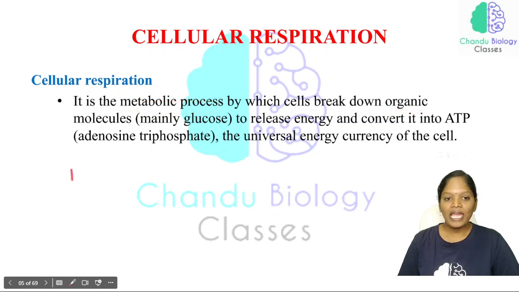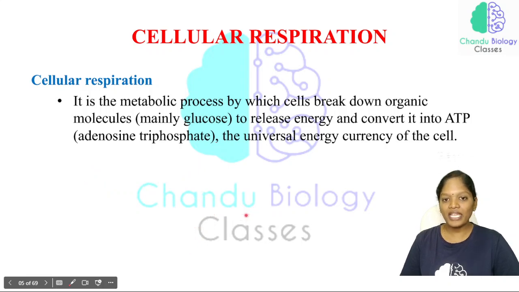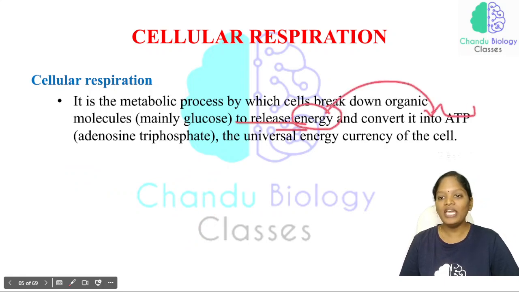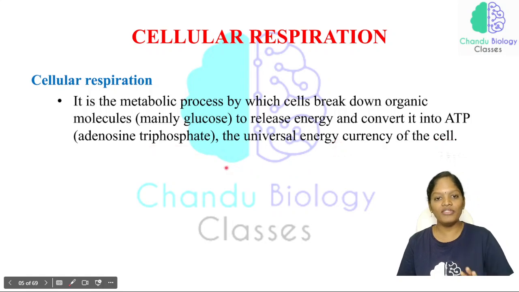See here, some processes are involved in breaking complex molecules into simpler molecules. Whenever they break, they release energy, and that energy is converted into ATP. ATP is called adenosine triphosphate, and this phosphate is nothing but an energy molecule, which is why ATP is considered the universal energy currency of a cell.